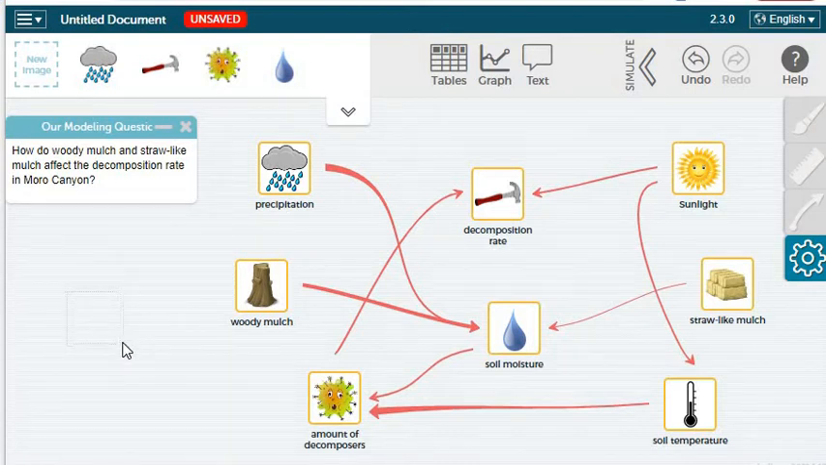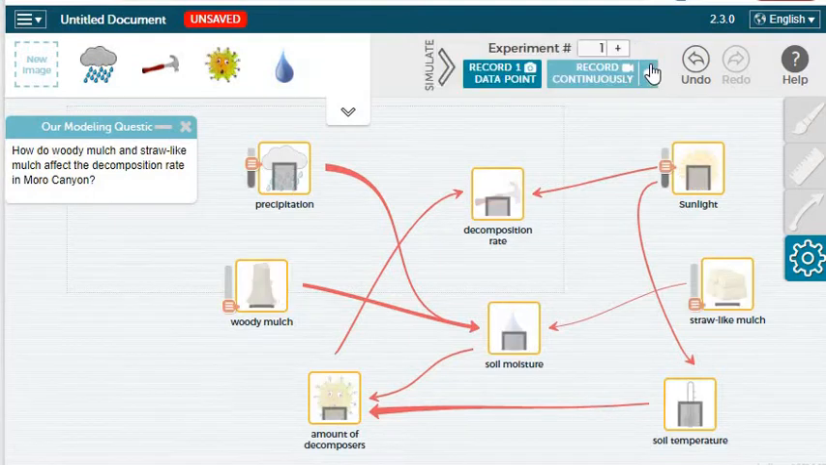So to get started, click on the arrow next to Simulate in the upper right-hand corner. This will turn on slider bars for each of your different model components that affect the others. You can use this to see how changes to the environment impact different parts of the model.